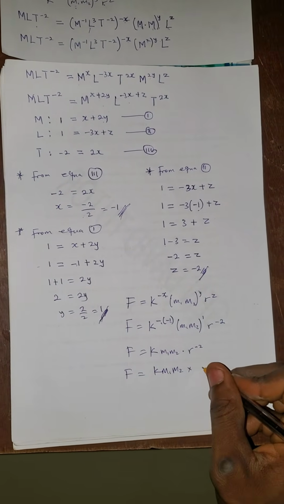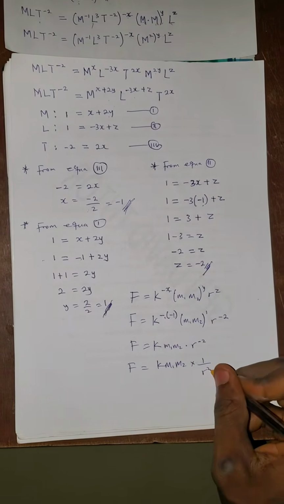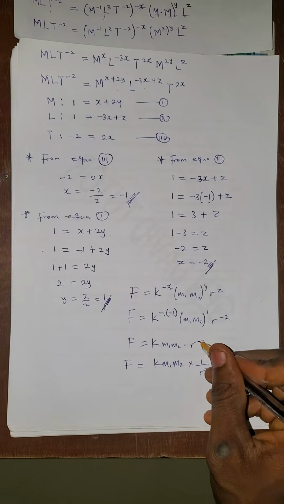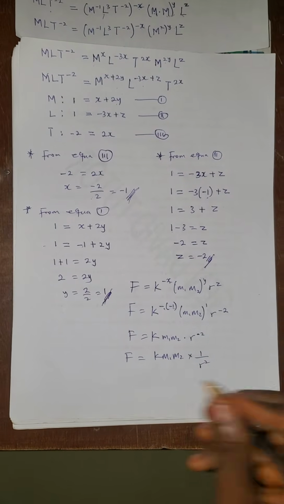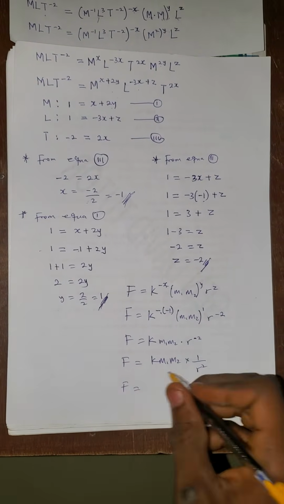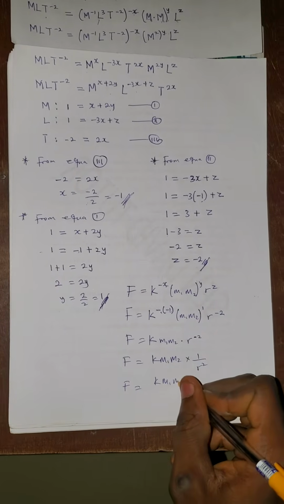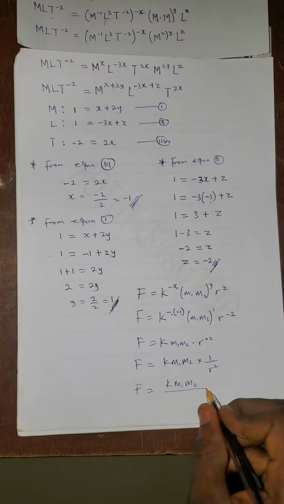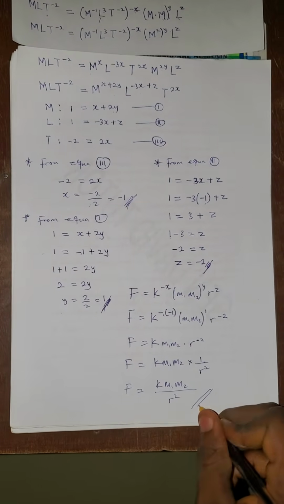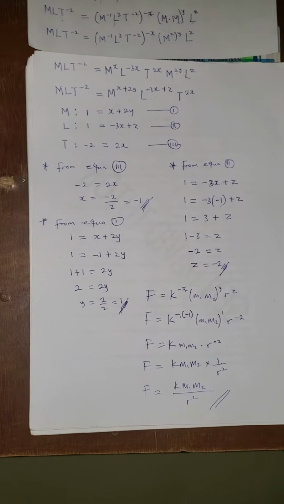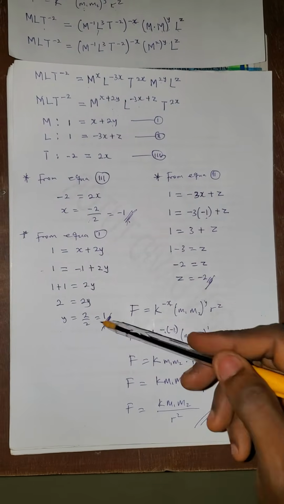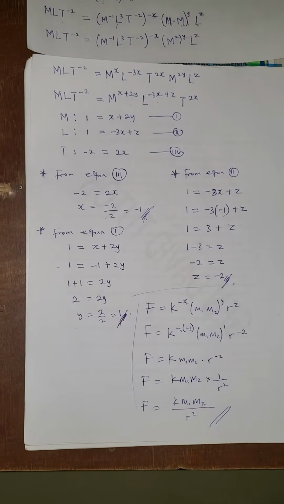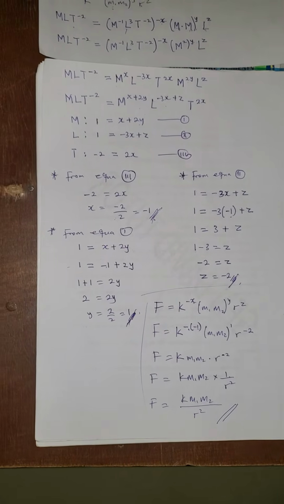So in short, F will now be k m1 m2, multiplied by 1 over r squared, because r raised power -2 is 1 over r squared. So according to the law of indices, F equals k m1 m2 multiplied by 1, which will be k m1 m2 all over r squared. So that's the formula. What we are asked to find is x, y, and z, and we've done that. But in the case the question requires you to find the correct equation, this is the way to do it.